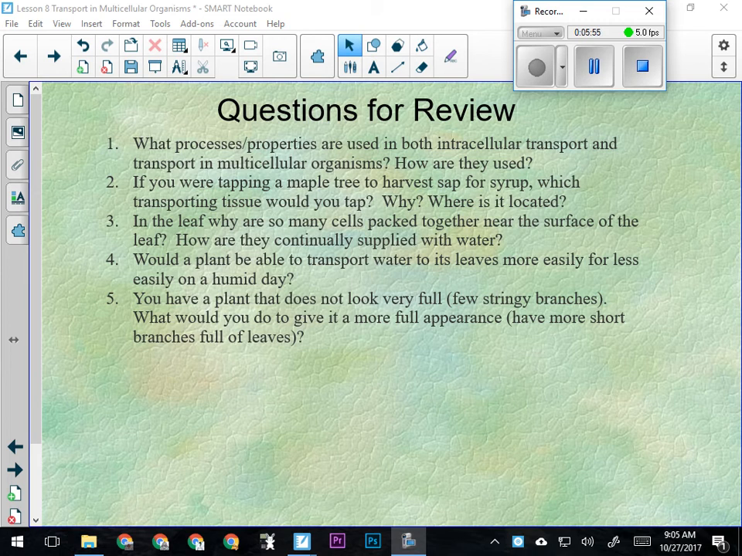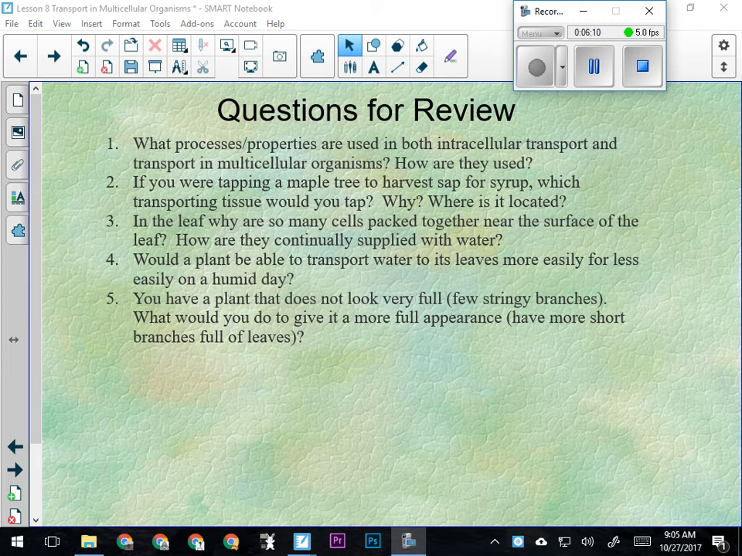All right. And where is it located? The outside. So that tap isn't very deep. When you drive a tap into a maple tree, you don't want it to go like three-quarters of the way through the tree. You just want it to go in a little bit to catch the sap from the phloem.